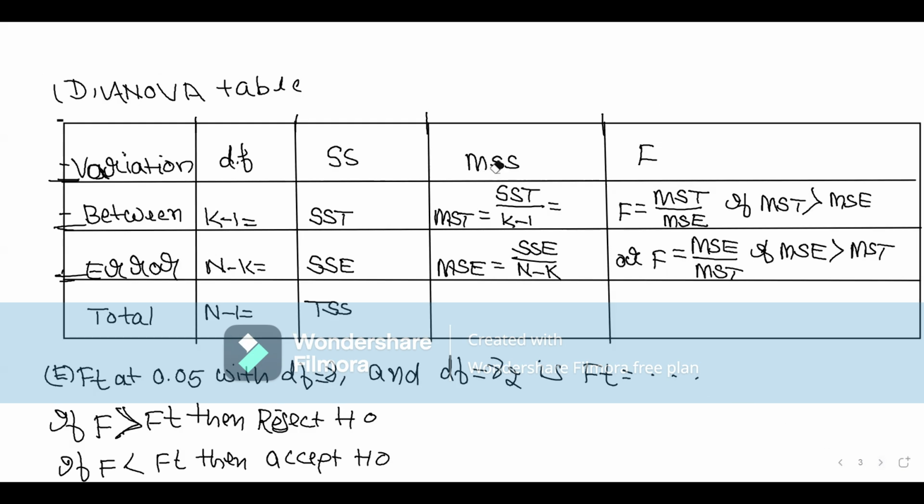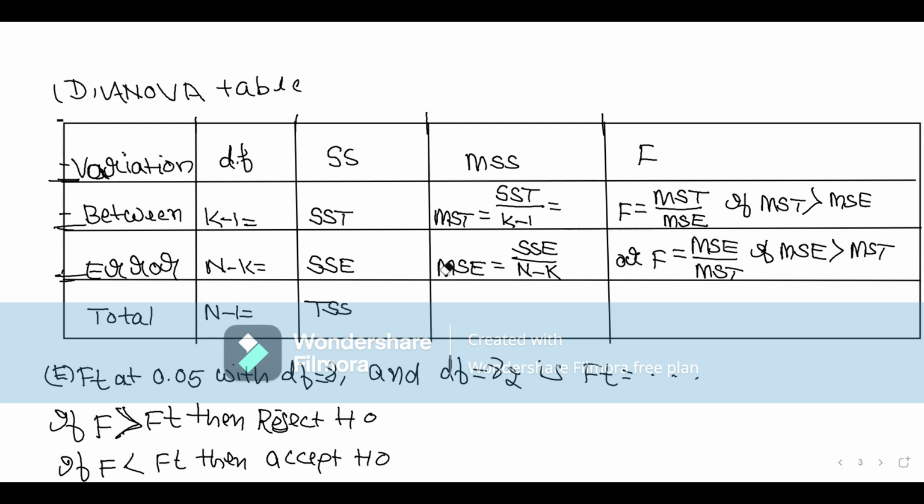Then next is MSS, the mean sum of squares. MST is equal to SST divided by K minus 1. SST divided by K minus 1 gives MST. You calculate it and write it here.